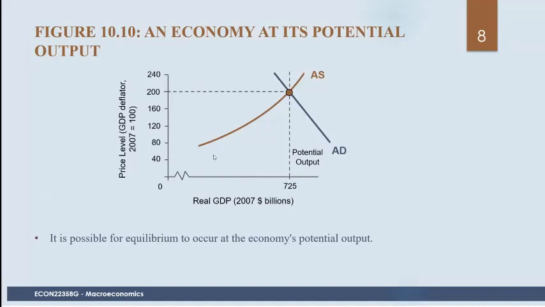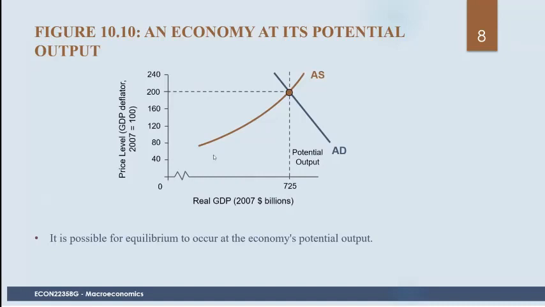So the aggregate demand and aggregate supply curve could be far to the left of potential output. It could even be a little bit to the right. In that case, unemployment isn't the problem, but inflation is the problem. You can think of inflation and unemployment as the two economic evils. Where we want to be is what's depicted in this diagram right now.